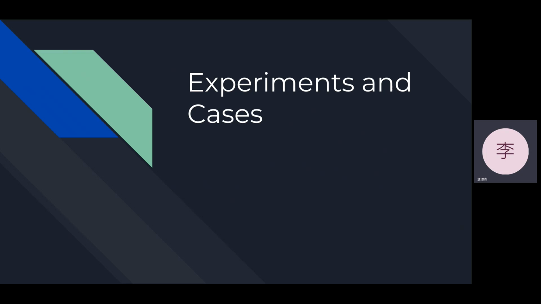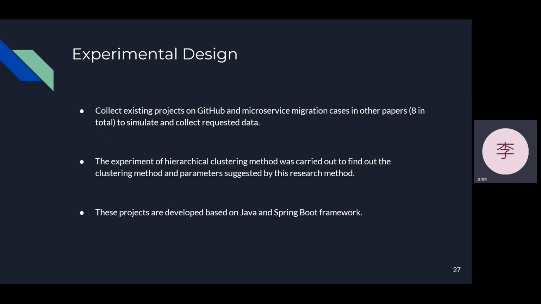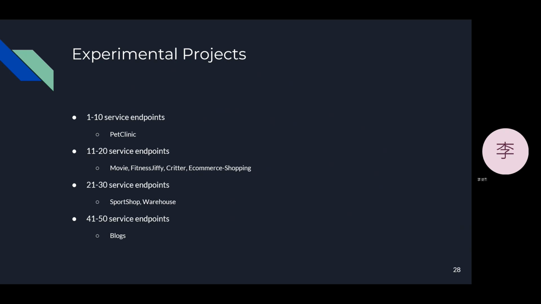And here are our experiment and cases. Let's see our experimental design first. We will collect existing projects on GitHub and microservice migration cases in other papers to simulate and collect request data. There are 8 projects we collected. They have one project with 1 to 10 service endpoints, 4 projects with 11 to 20 service endpoints, 2 projects with 21 to 30 service endpoints, and 1 project with 41 to 50 service endpoints.